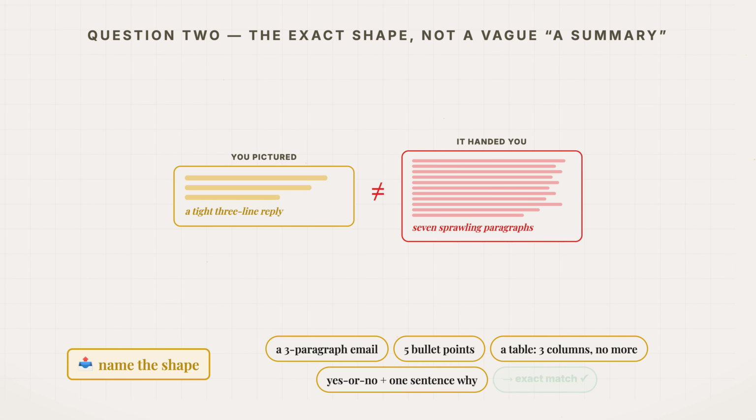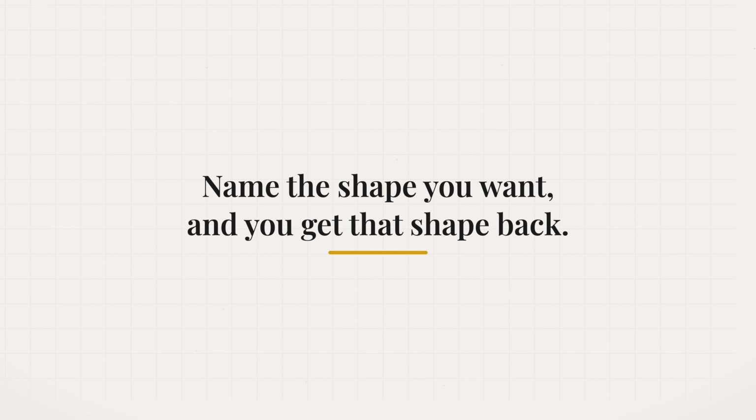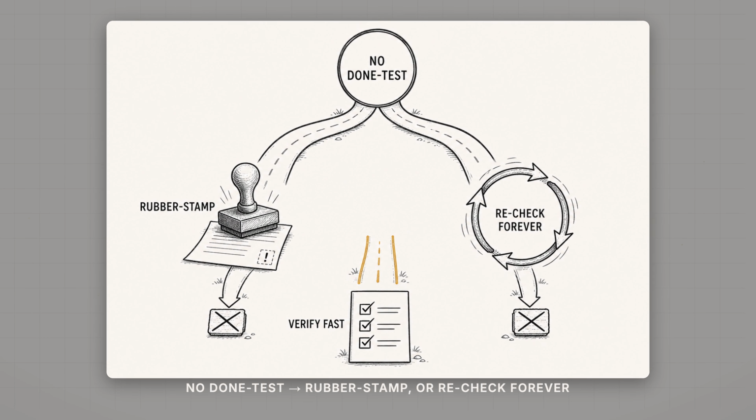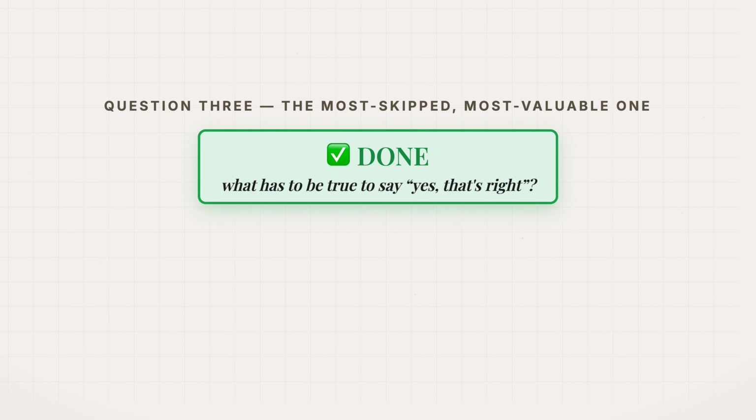You were imagining a tight 3-line reply. It hands you 7 paragraphs. Name the shape you want exactly, and you get that shape back. Leave it open, and you're rewriting the format every single time. Question 3, how will you know it's right? This is the definition of done, and this is the one nearly everyone leaves out. It's also, by a distance, the most valuable of the 3.